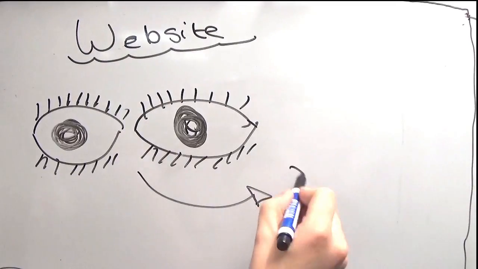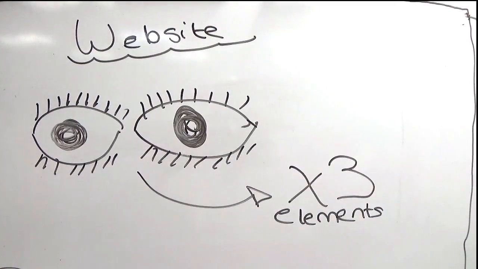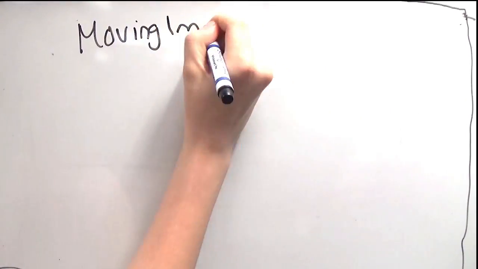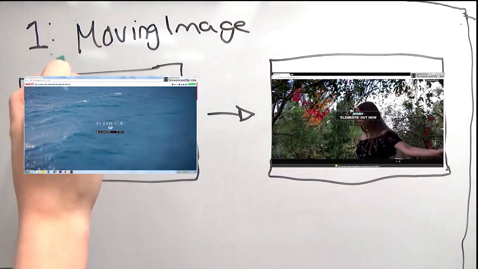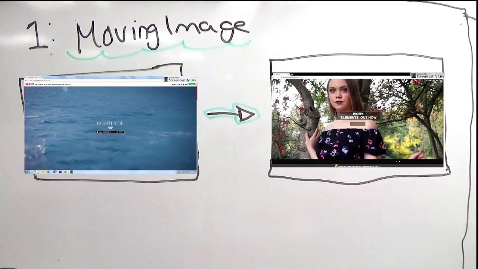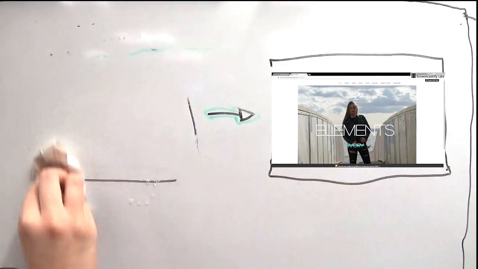Through Wix, we were able to create 3 elements to our website. The first was a moving image. This acted as a front cover which linked to our actual website. This was an idea we explored when researching other artists' websites, including Lana Del Rey's. It can be seen here connecting to our actual website through a link.